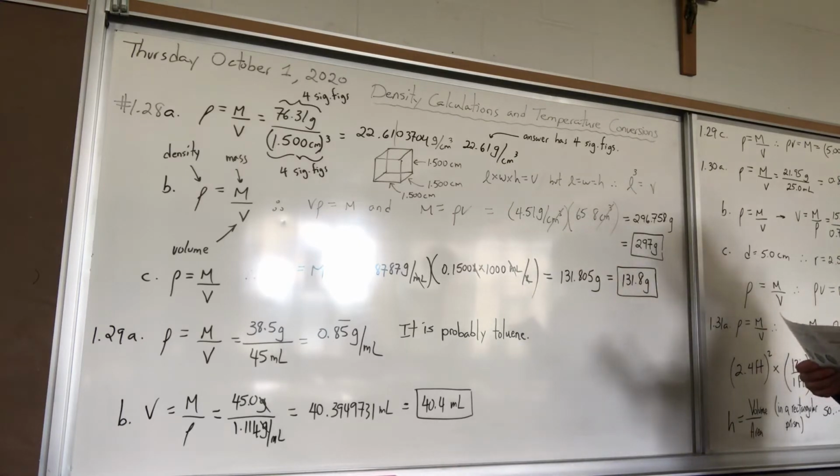128C. The density of benzene at 15 degrees Celsius is 0.8787 grams per milliliter. Calculate the mass of 0.15 liters of benzene at this temperature.